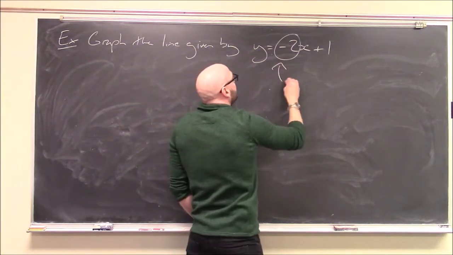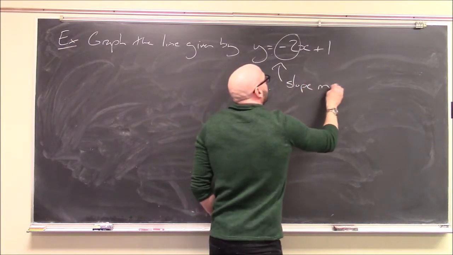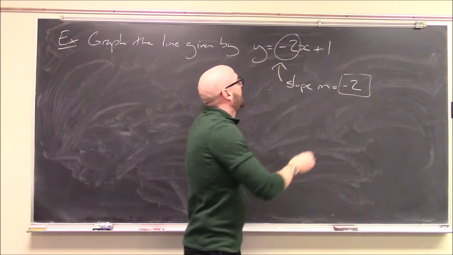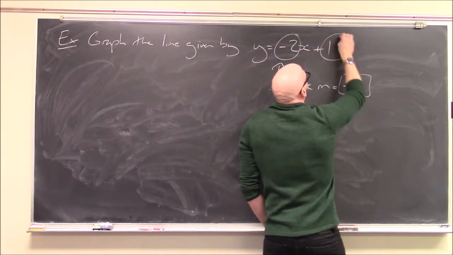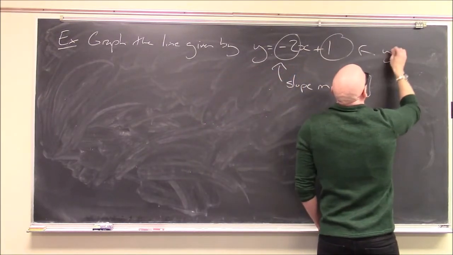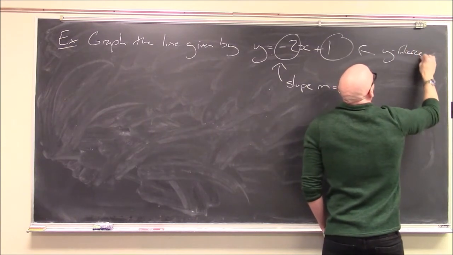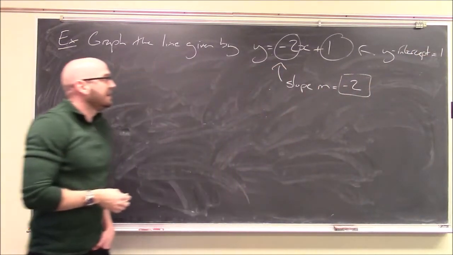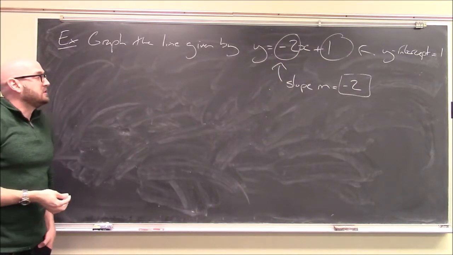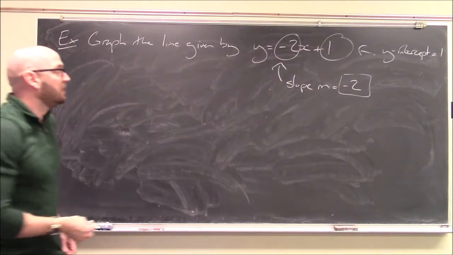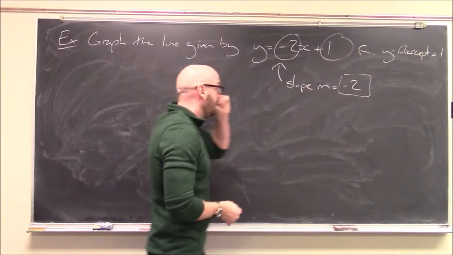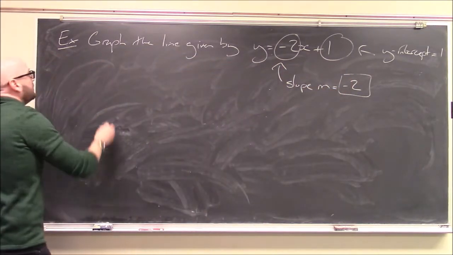So my slope, m, is minus 2, and plus b, my y-intercept, is 1. And there's a few different MyMathLab questions for homework that are just as easy. All you have to do is look at the form and read off what my slope is and what the y-intercept is. But I've gone a little bit further with this.